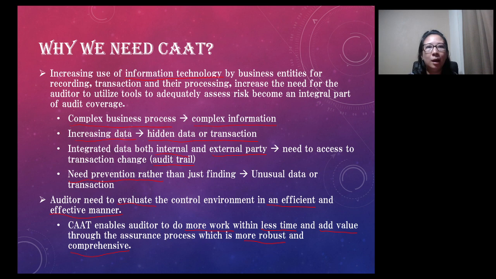Okay, and when we talk about the company already integrated internally and also externally with many parties, it means that the auditor needs to collect the data comprehensively, meaning that the data needs to be collected end to end, and also related to the data that is needed by the external party.